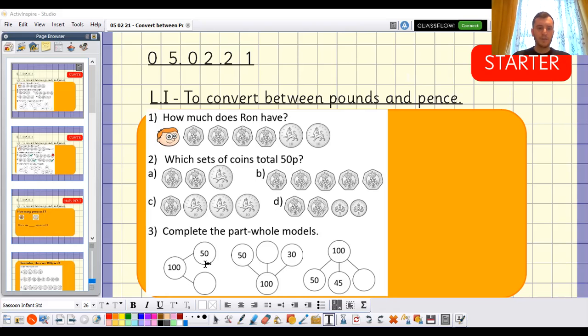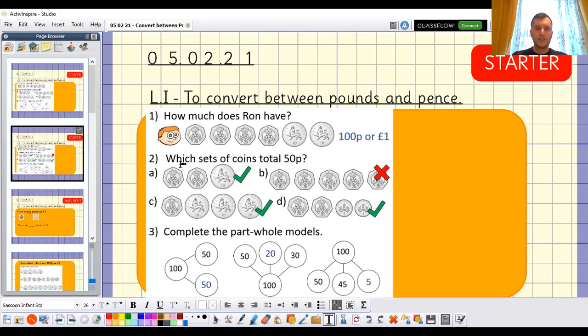And at the bottom, you've got some part-whole models to complete. Be careful, they are shown in different ways around, and also the two on the right-hand side have 3 parts to make the whole, to make it a little bit trickier for you. As always, pause the video here, have a go at those questions, and we'll come back together in just a moment.